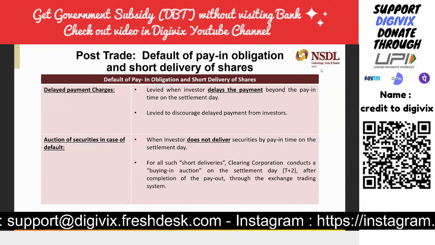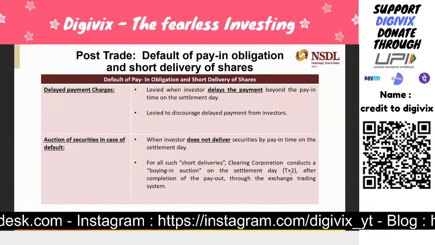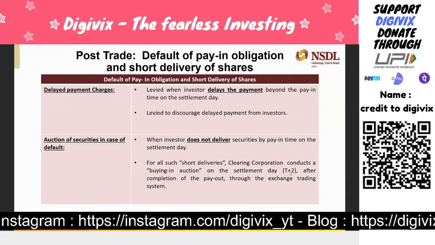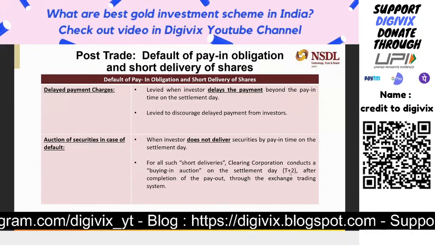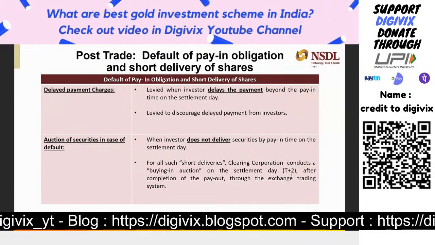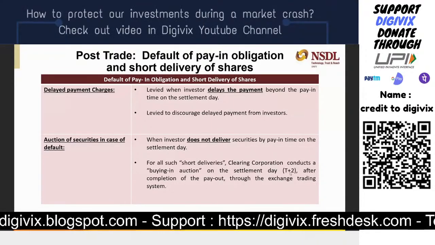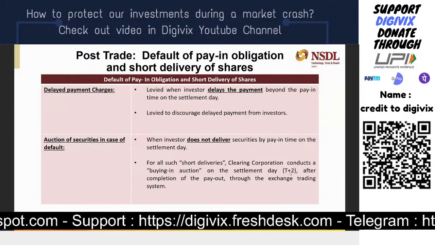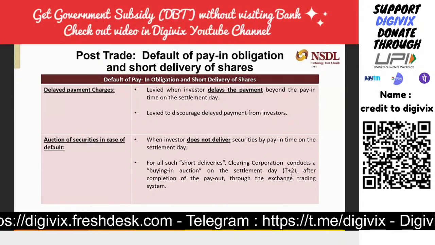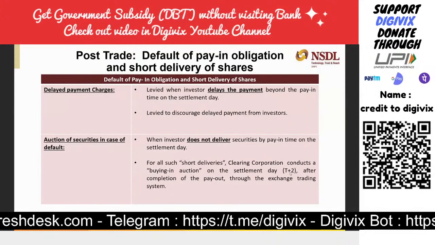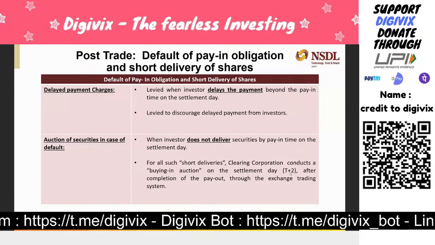Now there would be a few brokers who would give you some benefit, like they would charge some interest from you, and they can allow you to buy even if you don't give the entire money. They would charge you some interest, and if you delay the payment, you have to pay delay payment charges also. But these are things we should always avoid, because in the market you are going to earn money, not give money to your broker. This would reduce your profit, if at all any. So this is something we need to avoid.